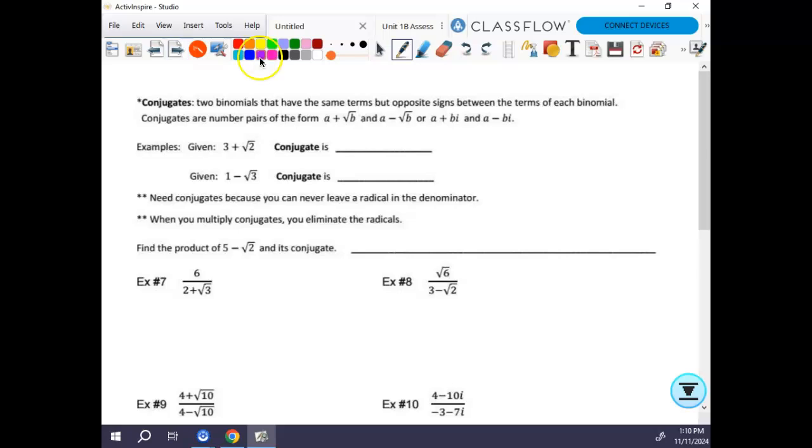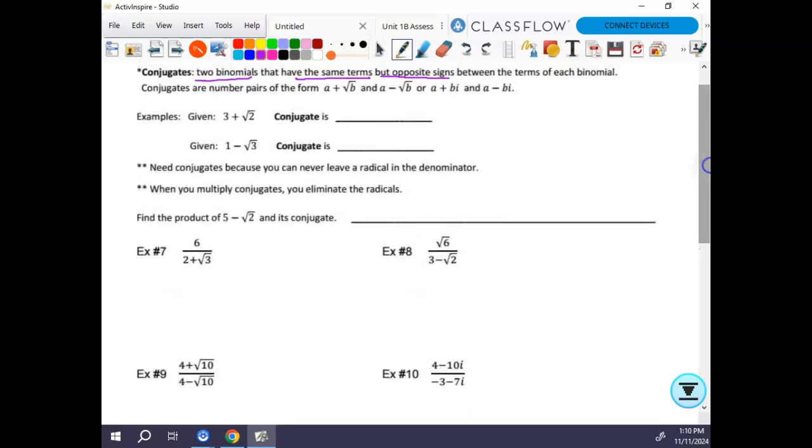Okay. Two binomials that have the same terms but opposite signs between the terms are conjugate pairs. So we got a plus the square root of b and a minus the square root of b, or a plus bi and a minus bi. Those are conjugates. You change the sign in between them, and that's the only thing you change. So if I have 3 plus the square root of 2, my conjugate is 3 minus the square root of 2. If I have 1 minus the square root of 3, then the conjugate is 1 plus the square root of 3. Okay? We need conjugates because you can't leave a radical in the denominator, and sometimes we have more than one term. And when you multiply conjugates, you're going to eliminate the radicals.